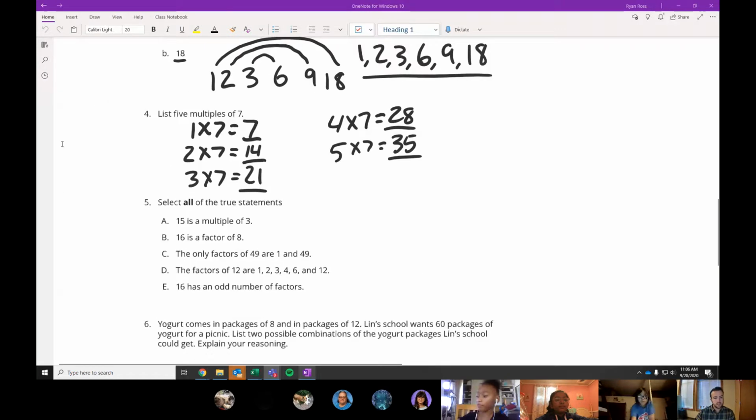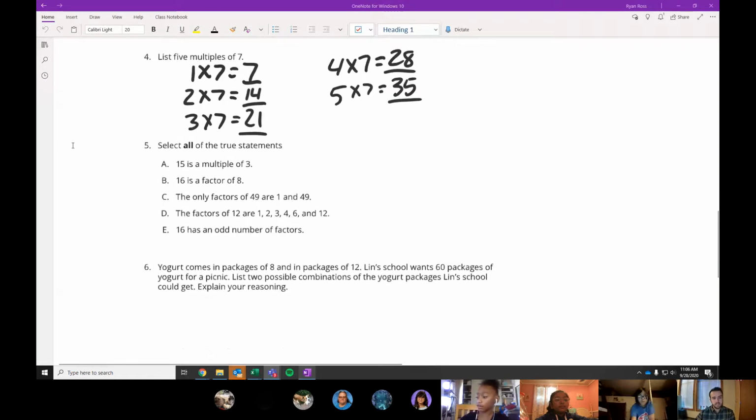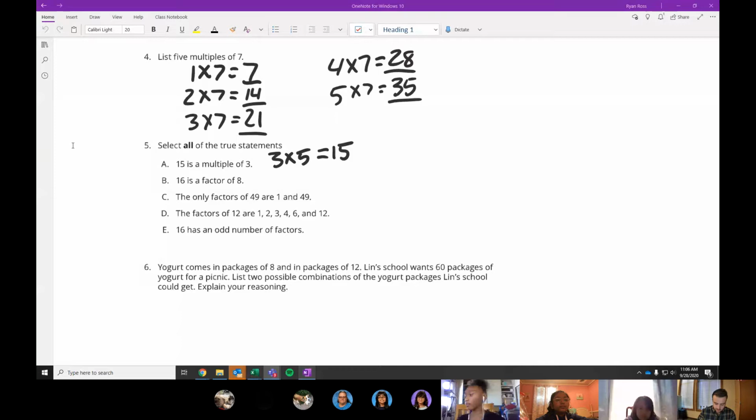Select all of the true statements, looking at 5 now. 15 is a multiple of 3. Well, we can multiply 3 times 5 to give us 15. Now remember, this product here is a multiple of 5 and a multiple of 3. So A, saying 15 is a multiple of 3, would be a true statement because 15 as the product is a multiple of the 2 factors. And if 3 is one of those factors, then 15 is a multiple of 3.